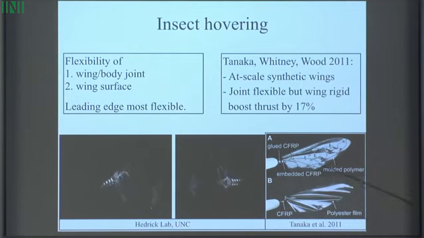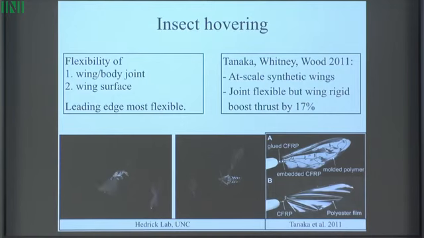So these are two example wings. Both of them have the torsional joint, the shoulder joint, so it's allowed to bend in that direction. And one of these wings is stiff, where the wing surface can't flex at all, whereas the other one can flex, like an insect wing. And so you could compare the forces produced by each of these wings.